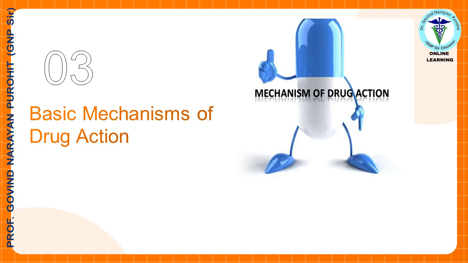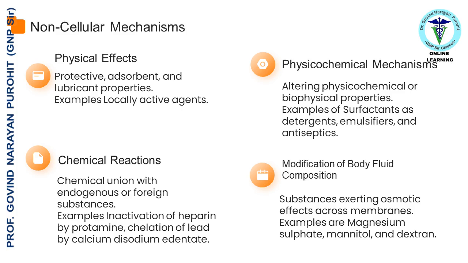Now let's talk about the basic mechanism of drug actions. Mechanisms of drug action can be grouped as non-cellular mechanisms of drug action and cellular mechanisms of drug action. First, let us talk about the non-cellular mechanisms of drug action. Drug reactions that occur extracellularly that involve non-cellular constituents include the following: the physical effects. The examples for this include protective, adsorbent and lubricant properties of locally active agents. Then, other non-cellular mechanisms include the physicochemical mechanisms, for example surfactants, chemical reactions and modification of body fluid composition. The examples are magnesium sulfate, mannitol, and dextran.